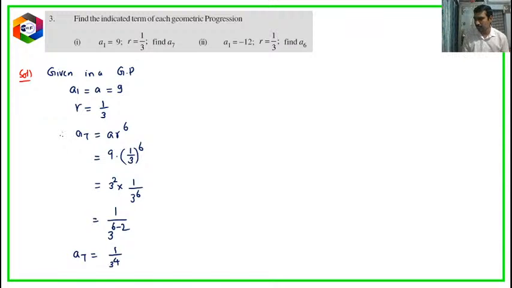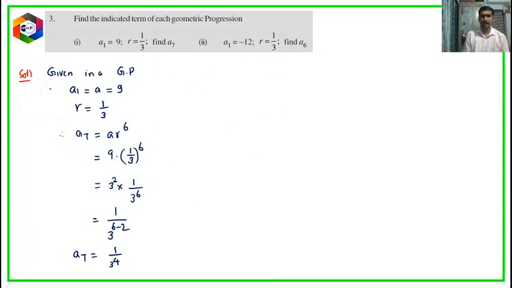Very good. Jnanita, Harita, Reddy Prasad, Sai Teja, Zivan. Good, good. All of you. Well done, well done. Very good. Yes. So this is the given GP, and A7 is equal to 1 by 3 power 4. That's all. It is simple.